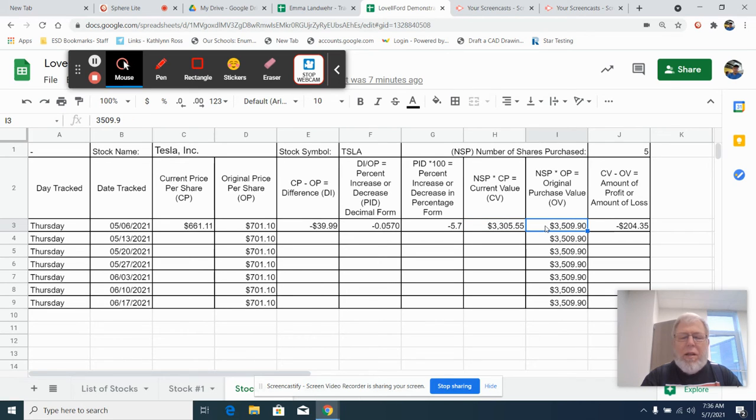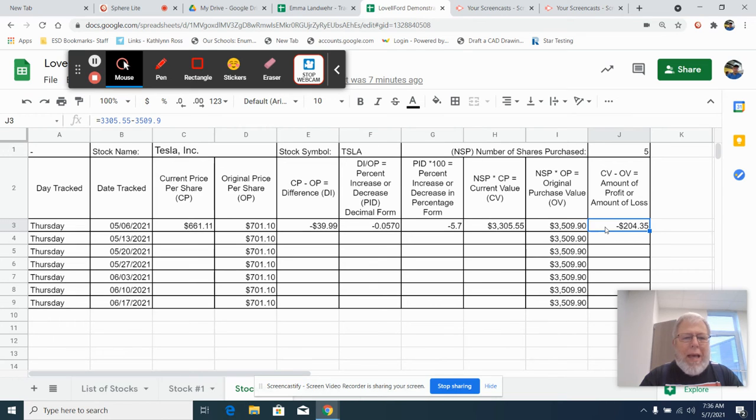So we do a subtraction. If you click on this cell, you see, oh, it didn't. Let me do that. So, right here. There you go. So we take that 3305.55 minus 3509.90 and do the subtraction, and we found out that we lost $204.35. Okay?